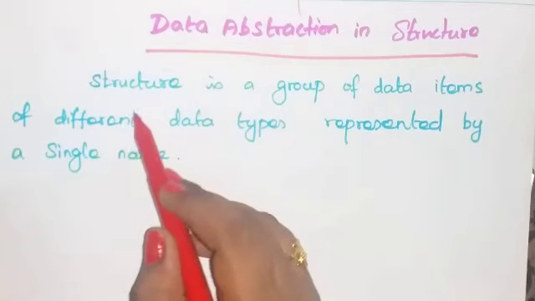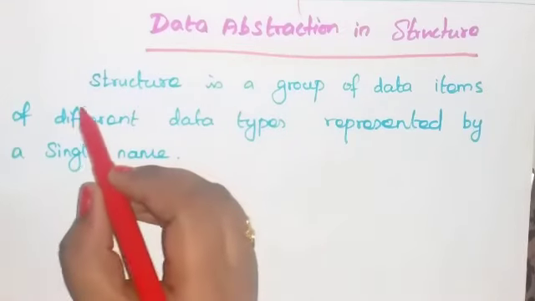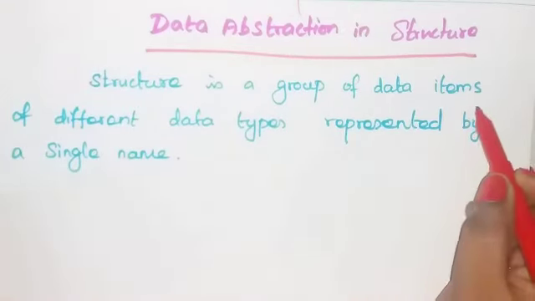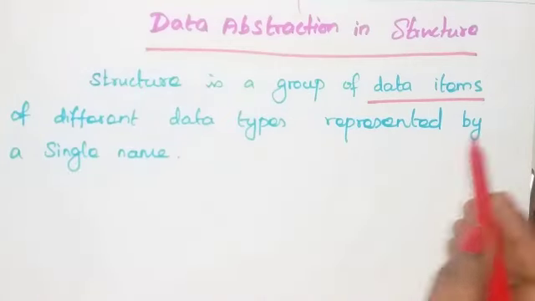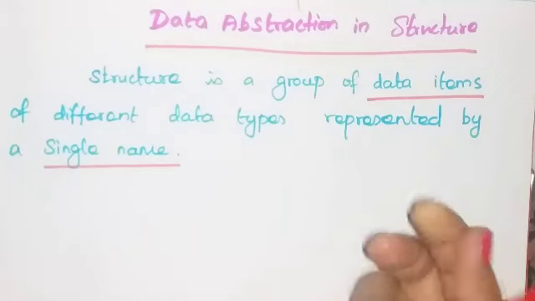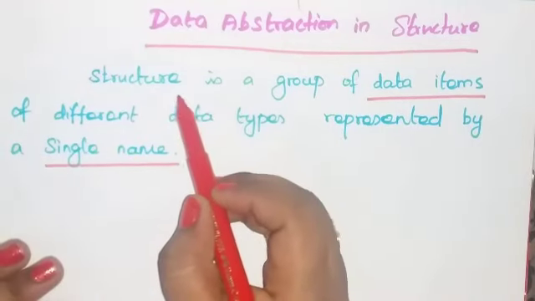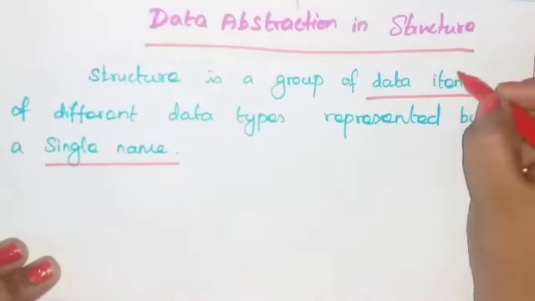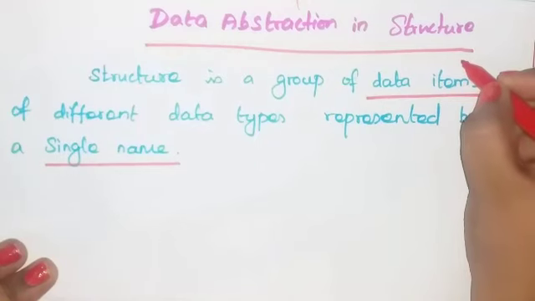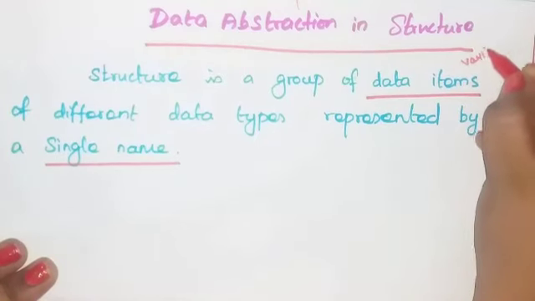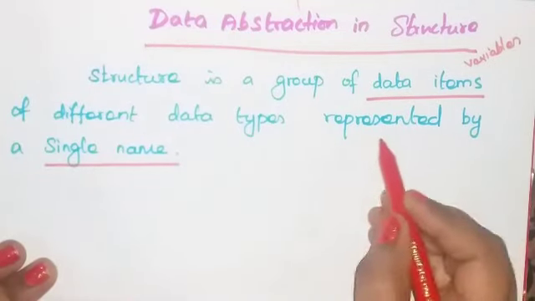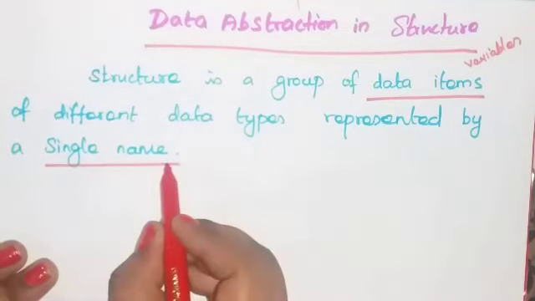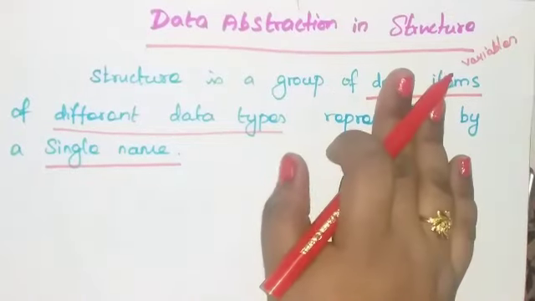So here, see this definition. Structure is a group of data items of different data types represented by a single name. What is structure? Structure is a group of data items. Data items means what? Variables. Group of variables of different data types represented by a single name. That is called structure.